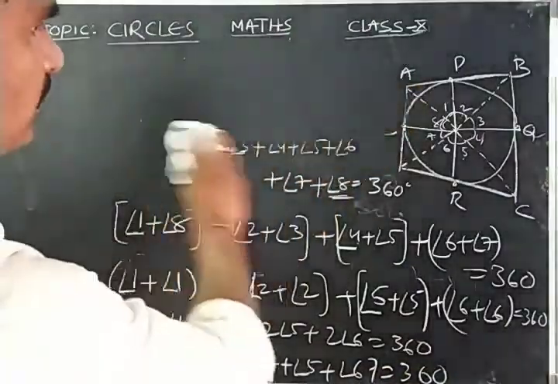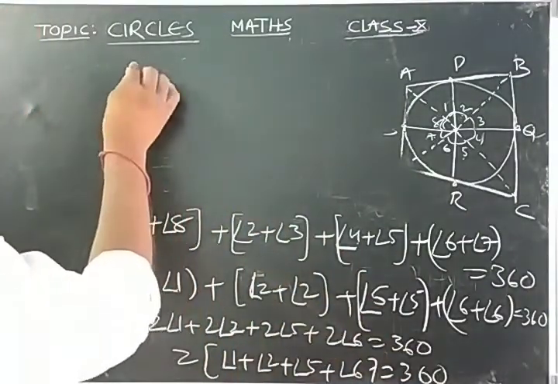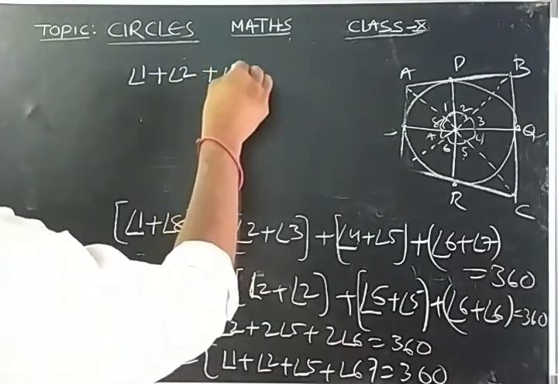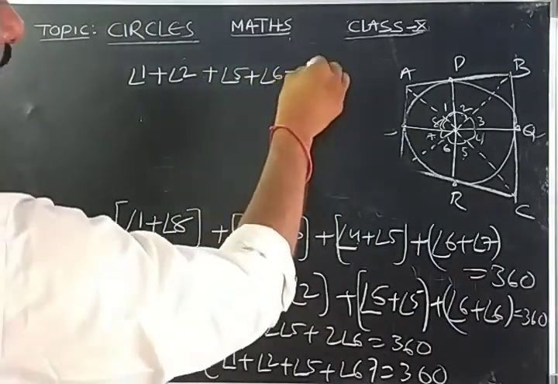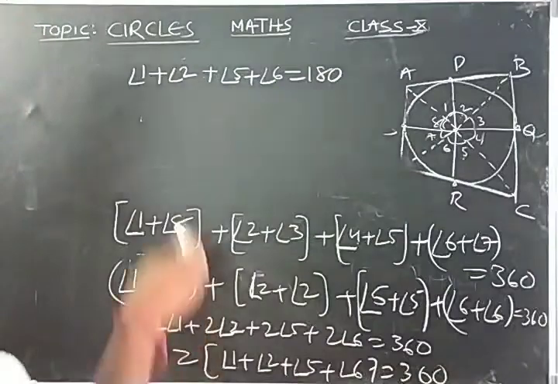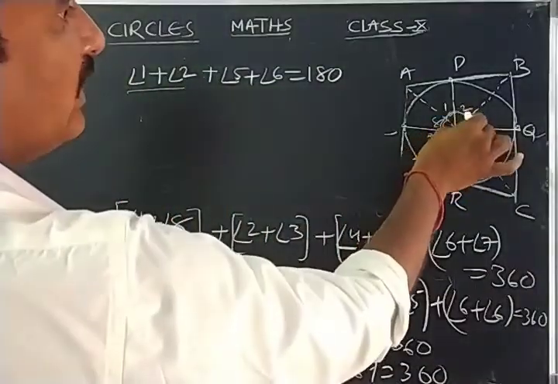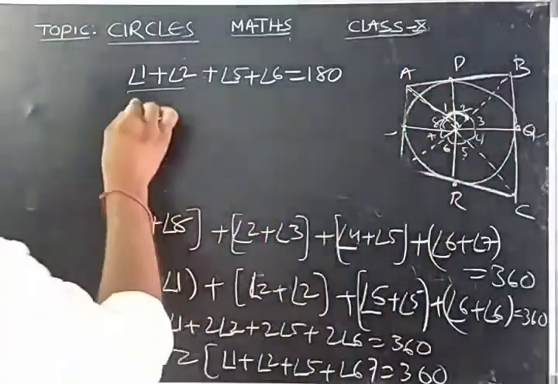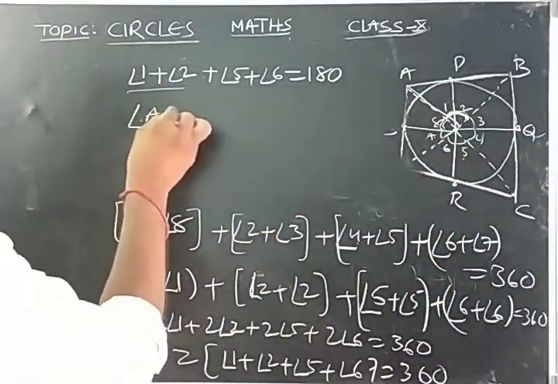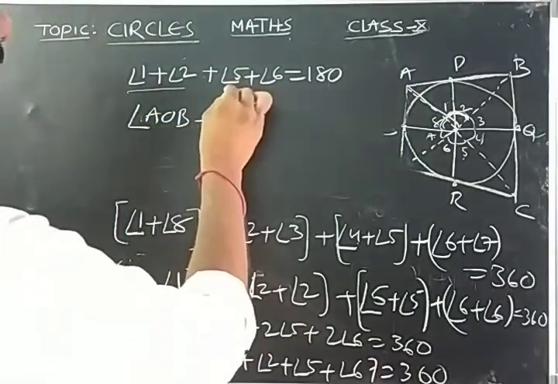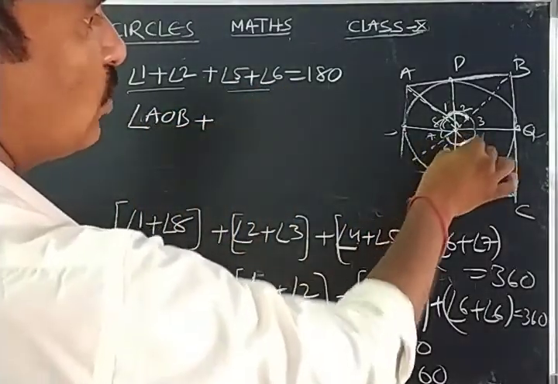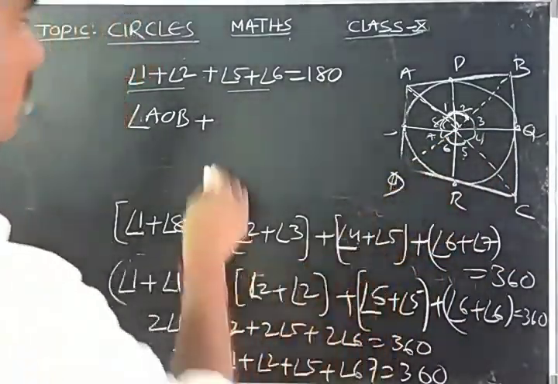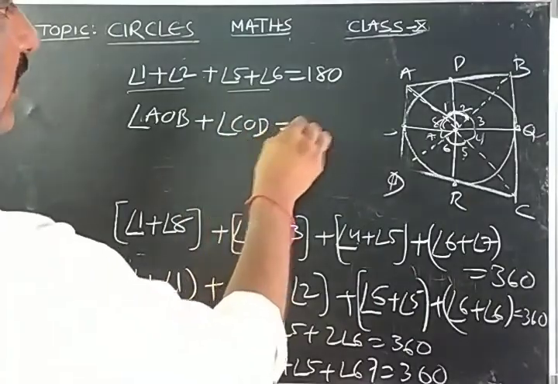Okay, right. Now I will send this 2 to the right hand side. You will get angle 1 plus angle 2 plus angle 5 plus angle 6 is equal to 180 degrees. 360 by 2, 180 degrees. See, angle 1 plus angle 2 will give this total angle, angle AOB. So in place of angle 1 plus angle 2, I will write angle AOB. Angle 5 plus angle 6 will give this total angle, COD. Angle AOB plus angle COD is equal to 180 degrees.